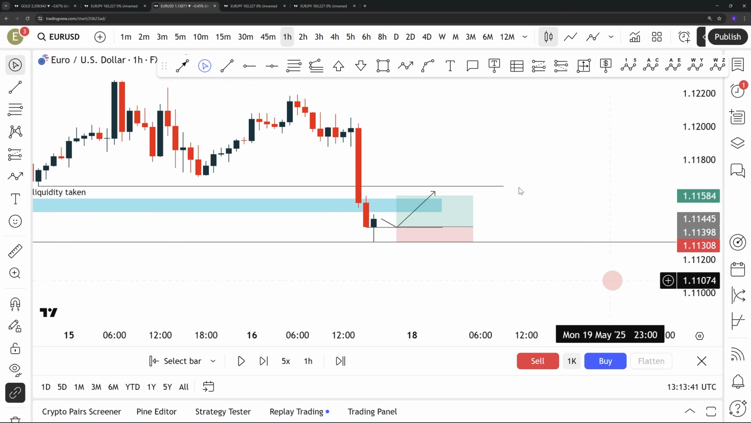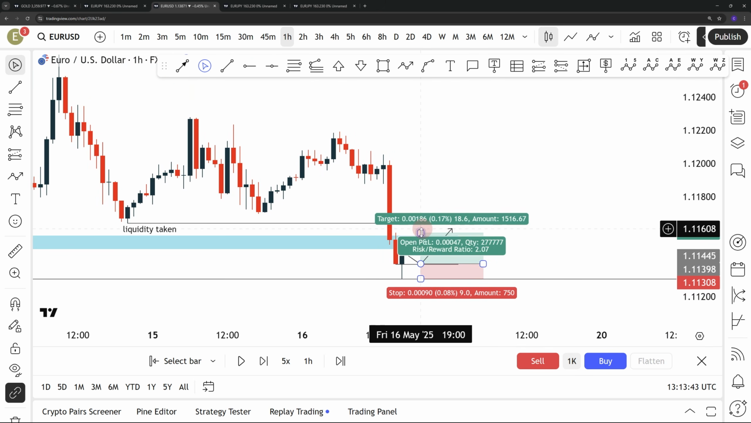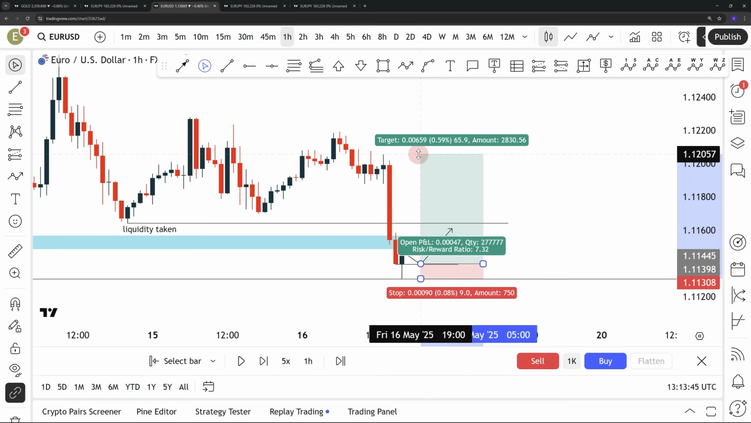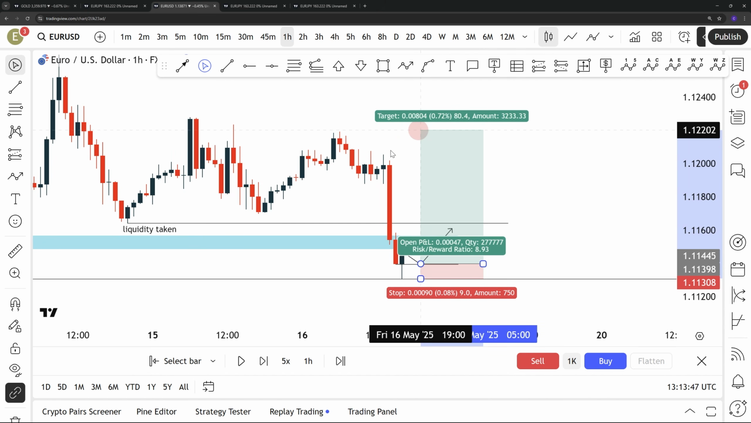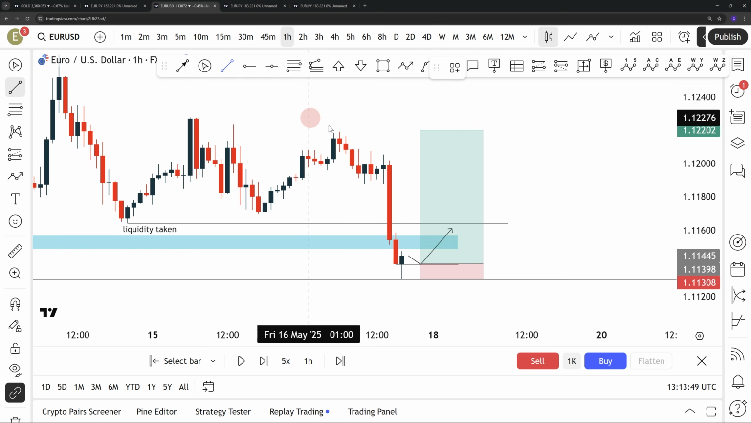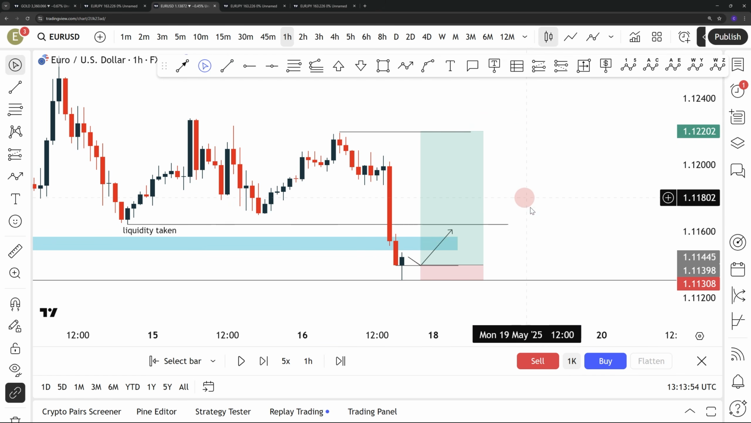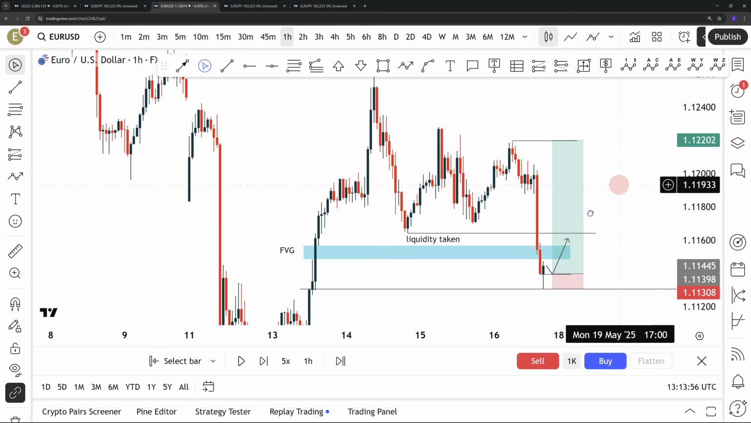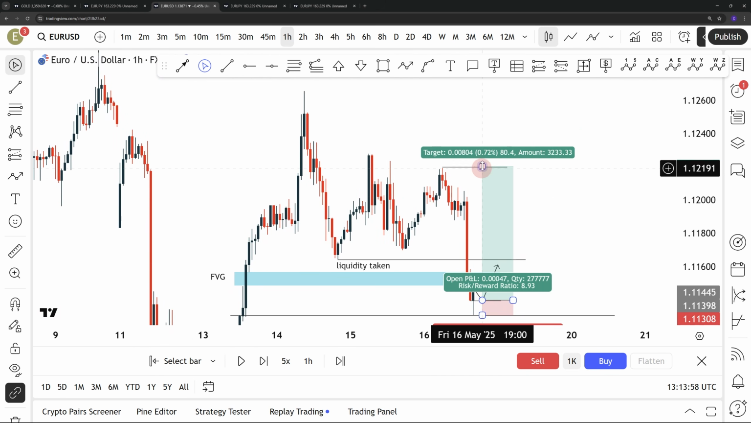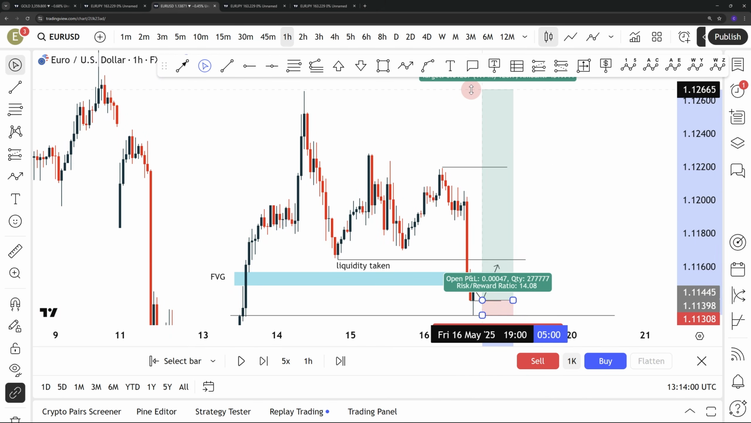And then let's look. Okay, our target is still very far. This is 1:5, and then we are targeting this high first. Let's target this high first. This is a 1:2, almost 9. And then we can still wait for this high to be broken too, which is 1:40.